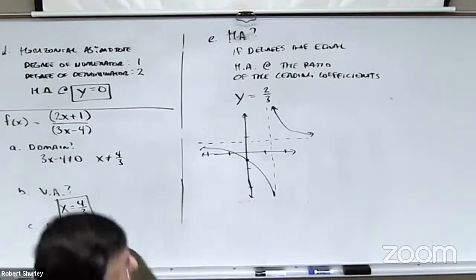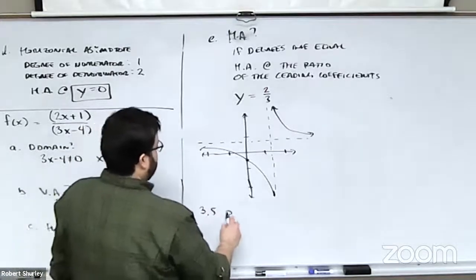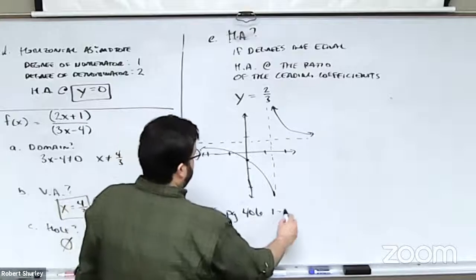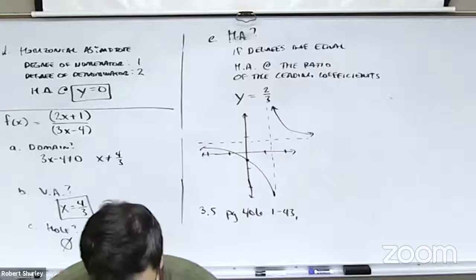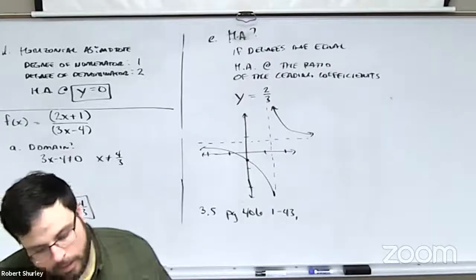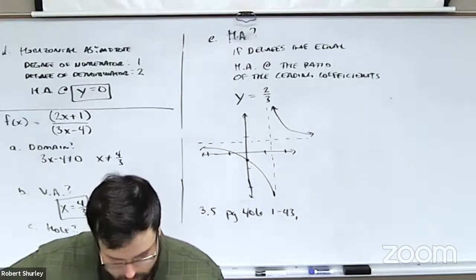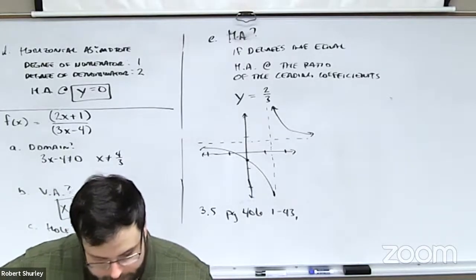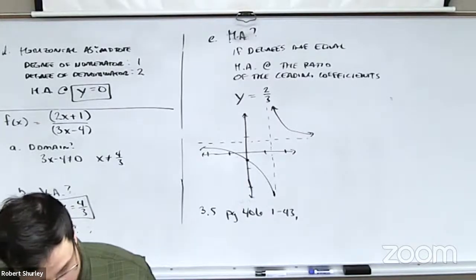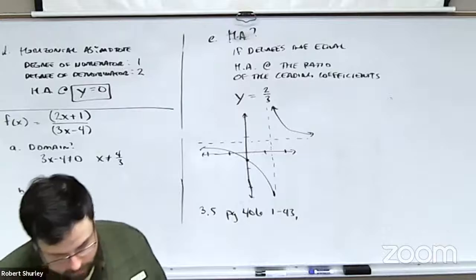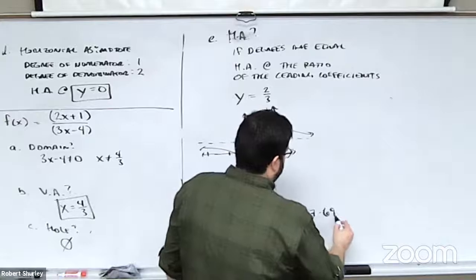I want you to do 1 through 43. This is on page 406, section 3.5, 1 through 43. And then from 57 to 69. I want you to do all odd.